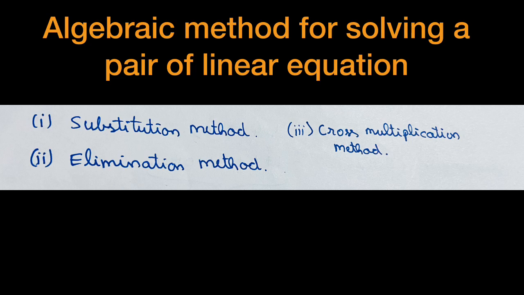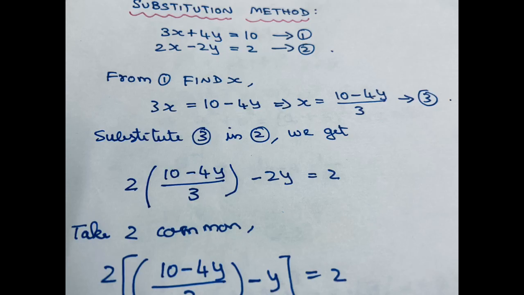The methods are substitution method, elimination method and cross multiplication method. The first two methods are important. To understand better, I am going to consider a single pair of linear equations and solve it using all the methods, and definitely all the answers will be equal. First, we will start with the substitution method.